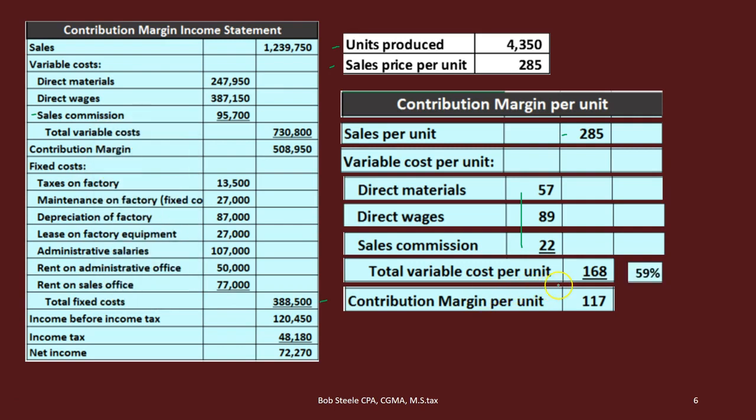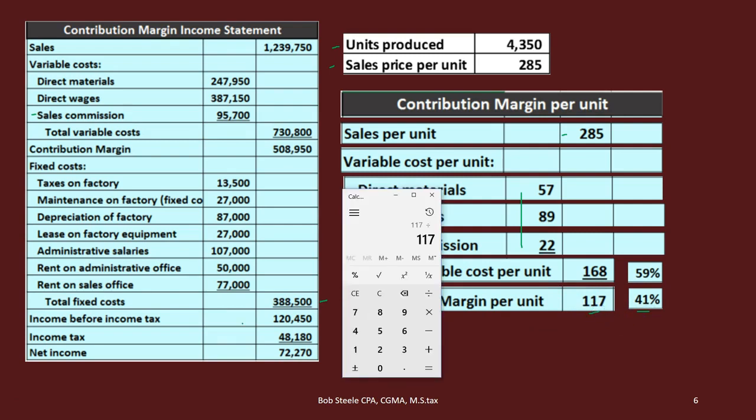The contribution margin percent is here. That's going to be this number, 117 over the 285, and that's going to be the 41. Of course, it's rounded upwards.